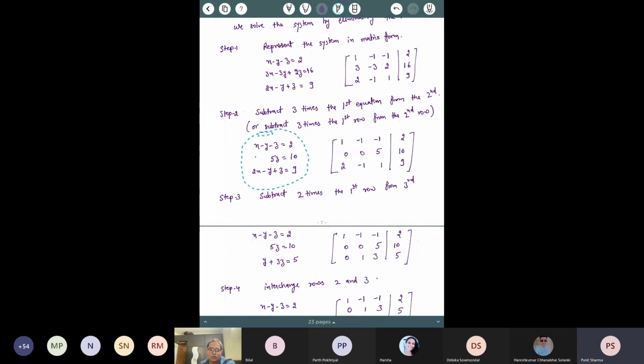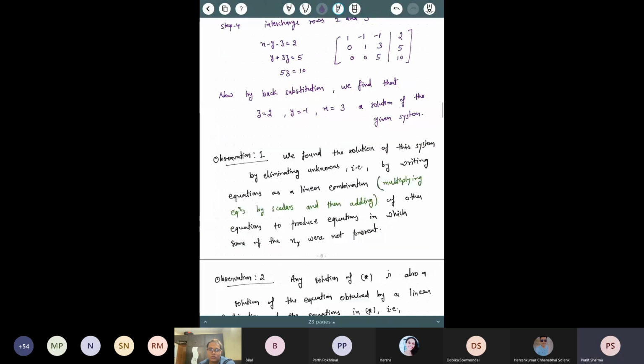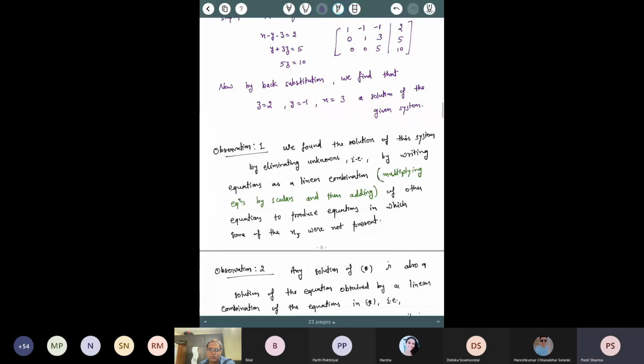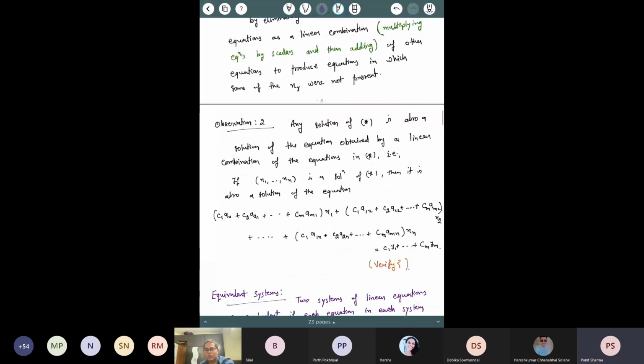That means that you can observe here, it's very easy here. You can also observe it in this way, that I have written it in this way. So what I'm saying is that any solution of star, our system, is also a solution of the equation obtained by a linear combination of the equations in star.